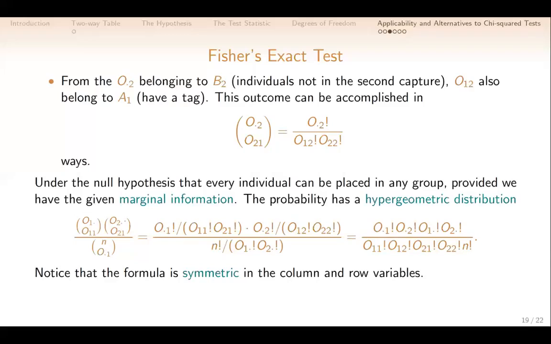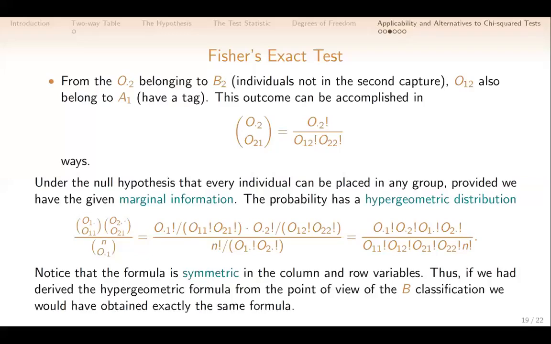But what I want you to see is that the expression is symmetric in the row and column variables. So if I did everything from the perspective of the A, if I did everything from the perspective of the B's, then you would just replace the 2 dots with 1 dots and the dot 1s with the dot 2s, and everything would stay the same. So it's symmetric with respect to the row and column variables. So it didn't really matter which order I picked in order to decide how to build this Fisher exact test. If we had derived the hypergeometric formula from the point of view of the B classification, we would have gotten exactly the same formula by that symmetry.